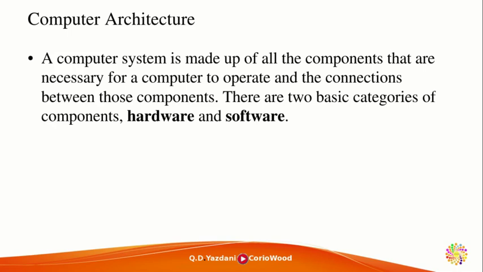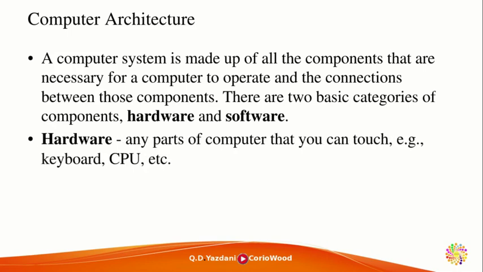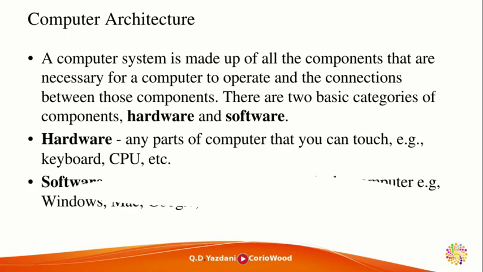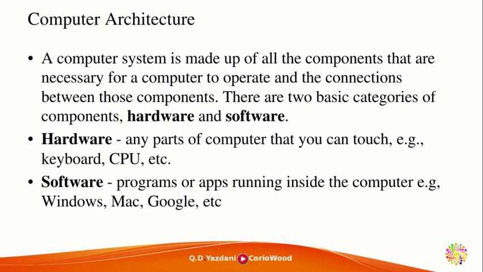Hardware is something that you can touch, and software is something that you can see. With hardware you can see too, but hardware is any part of the computer that you can touch, for example keyboard, mouse, monitor, CPU, RAM. Whatever you see, that's called hardware. Software is the programs or apps running inside the computer, for example Windows, Mac, iOS, Linux, Google, Yahoo, Facebook, whatever runs inside your computer hardware.